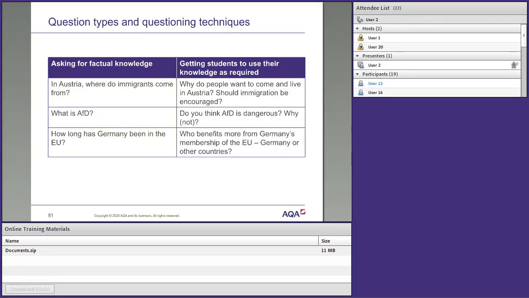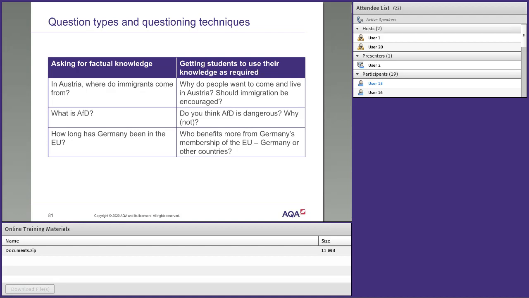In Austria, where do immigrants come from? Again, a basic factual question, but change that: why do people want to come and live in Austria? So again, they can talk about where they've come from. They can compare that to what Austria is offering to those immigrants, and whether it should be encouraged. What is AFD? Do you think that AFD is dangerous, and why? And again, they can refer to what the AFD have done, and then explain whether they think that is dangerous or not.